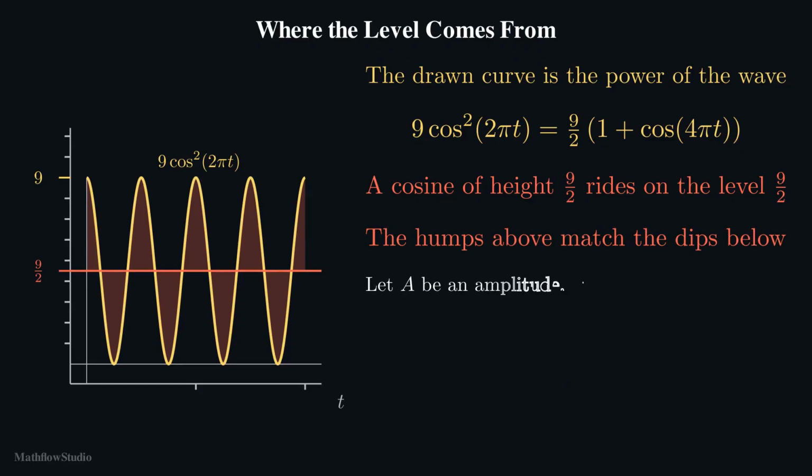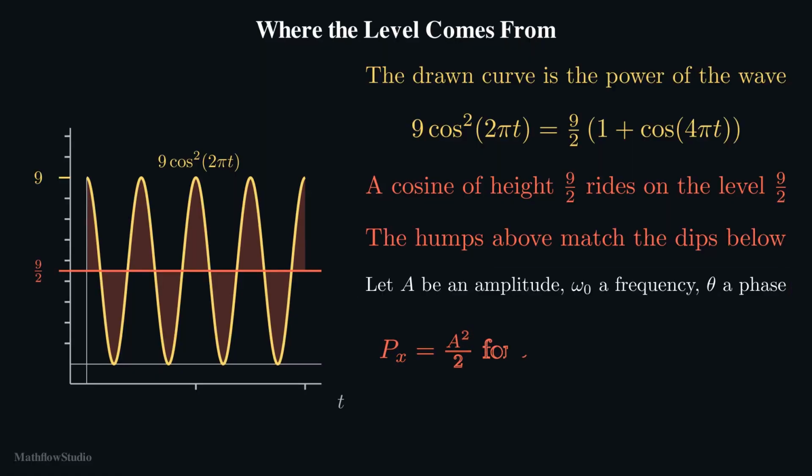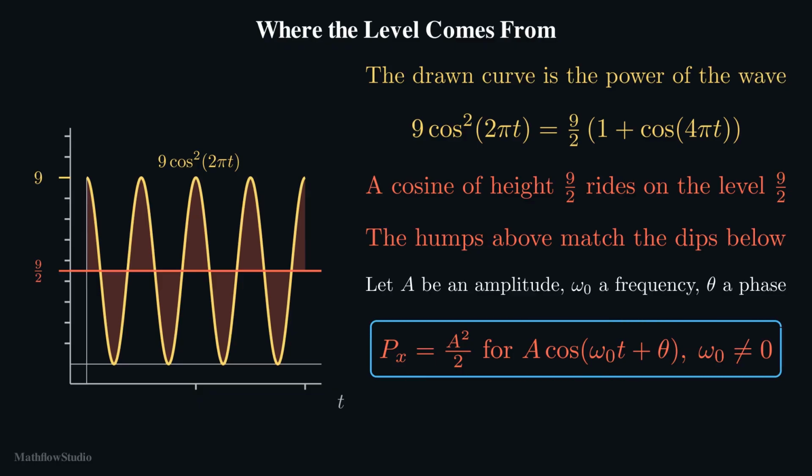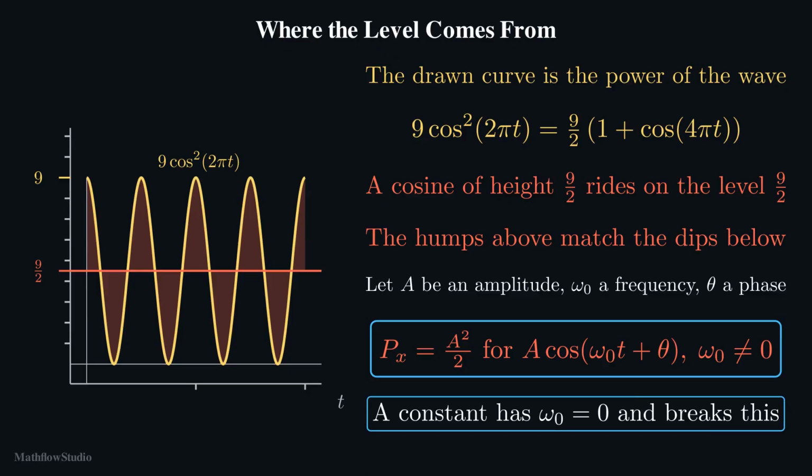Nothing in that argument used the particular height, the particular frequency, or the starting point of the wave. So the average power of any such wave is half the square of its amplitude, at every frequency other than 0. At 0 frequency, the wave is a constant. There are no humps and no dips, and its average power is its own square instead.